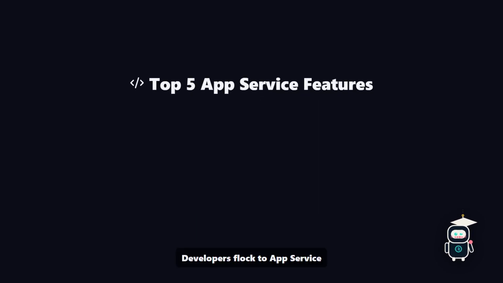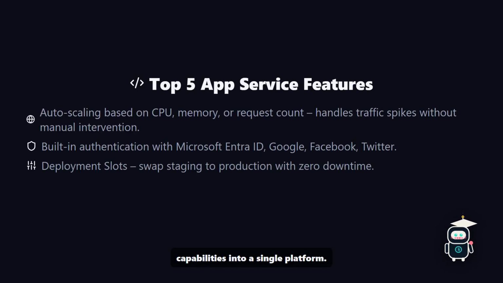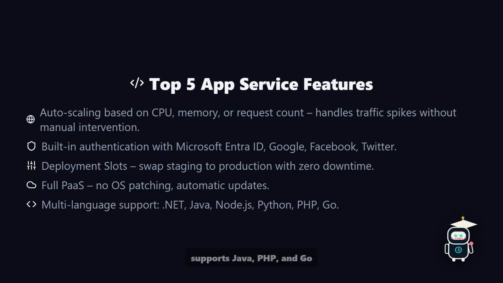Developers flock to App Service because it wraps these 5 capabilities into a single platform. On top of that, it supports Java, PHP, and Go alongside the core stacks. So you rarely have to change your favorite language to get the benefits of PaaS. The built-in authentication with Microsoft Entra ID, Google, Facebook, and Twitter login saves you days of integration work. Pro tip, always enable deployment slots during creation. They let you swap staging and production with zero downtime.